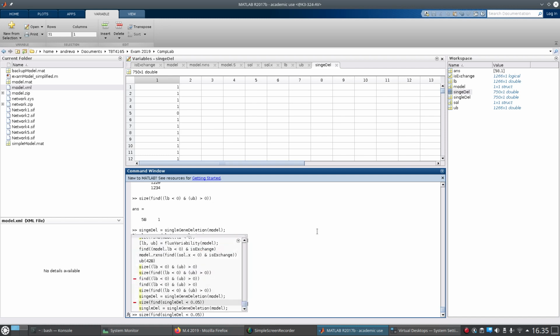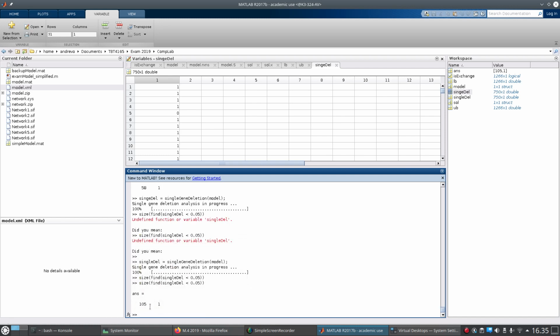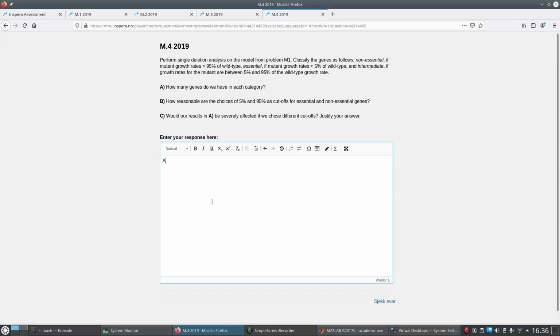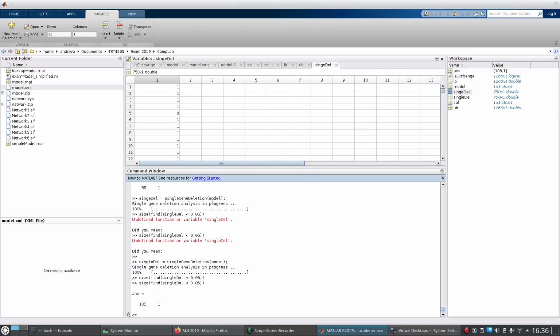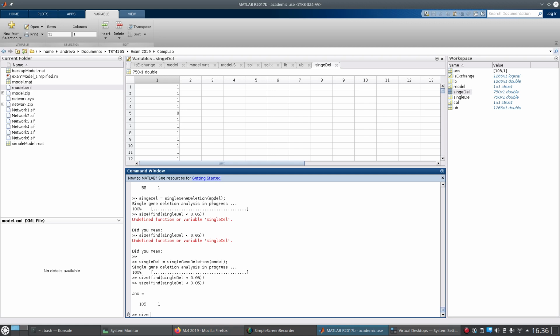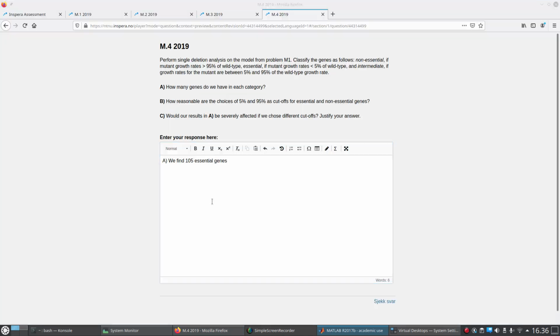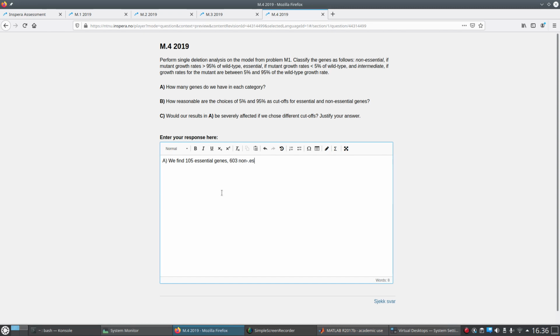So let's just recall what we had from earlier, size. And here we find 105 genes have single mutant growth rates of less than 0.05. So we find 105 essential genes. And then we can do the same and just say greater than 0.95. That's our criteria for non-essential. 603 non-essential genes, and then some basic math should give us 750 minus 708, 42 intermediate.